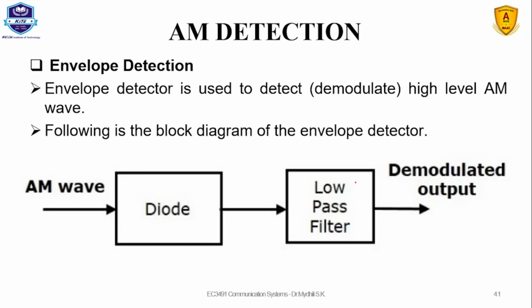The same process is followed for envelope detection. So envelope detection is used to detect high level AM modulation waves. So in the lab setup, we'll be using these envelope detectors, which use a diode as a device to convert this AM modulated wave, passing it through a low pass filter to produce the message signal.